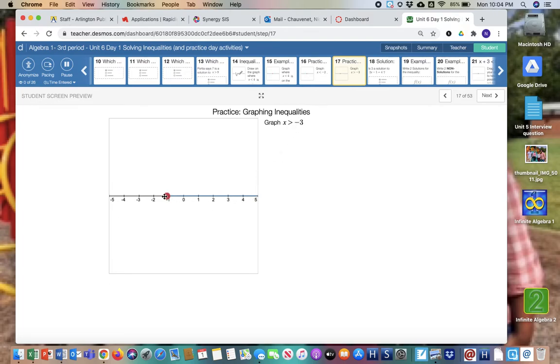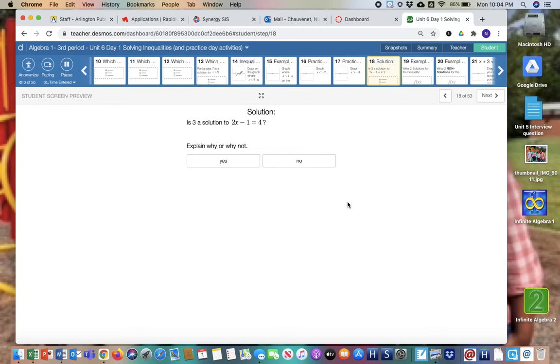We need to move our circle to where it's at negative 3, okay? All right, is 3 a solution to 2x minus 1 equals 4? Why or why not? Well, let's think about it. If I plug a 3 in here, let's follow order of operations. 2 times 3 is going to give us 6. 6 minus 1 is 5. Does 5 equal 4? No.